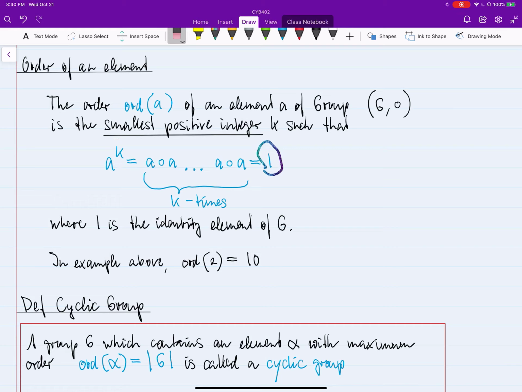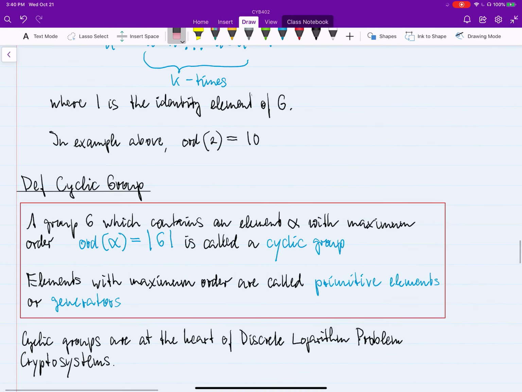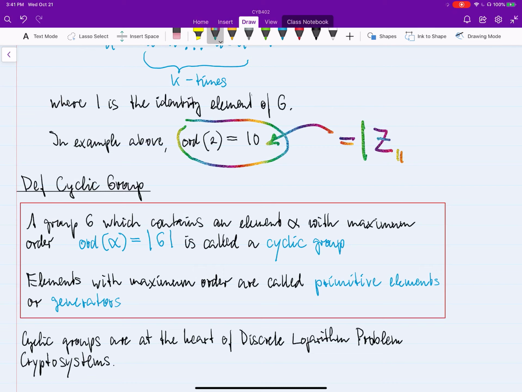So in other words, we may get a k which yields 1 here, but the k is smaller than the order of the group. And this is not what we are interested in. Okay, needless to say, the 1 is the identity element here. And in the example above, the order of 2 is 10. And convince yourself that this basically is equal to the order of Z11 star.